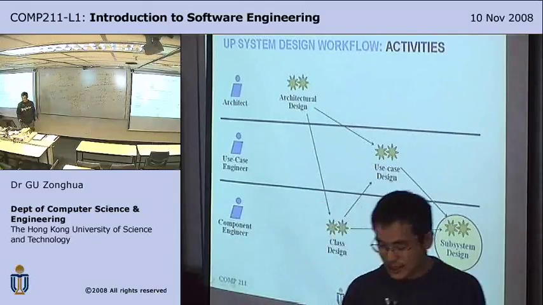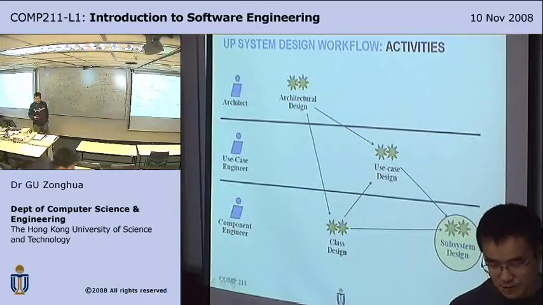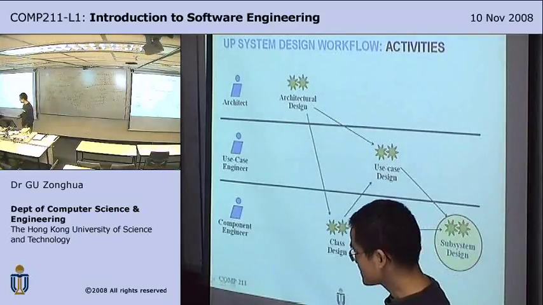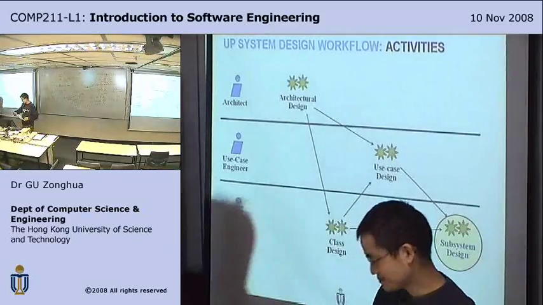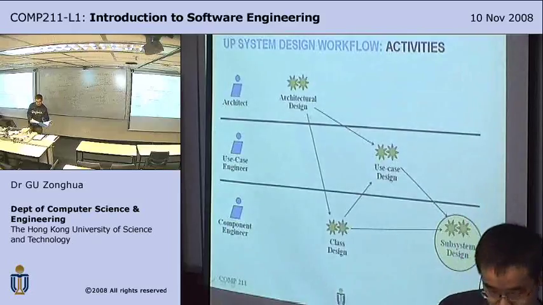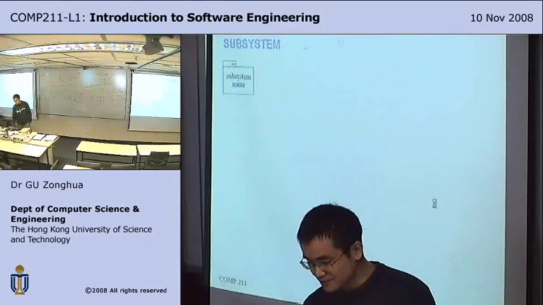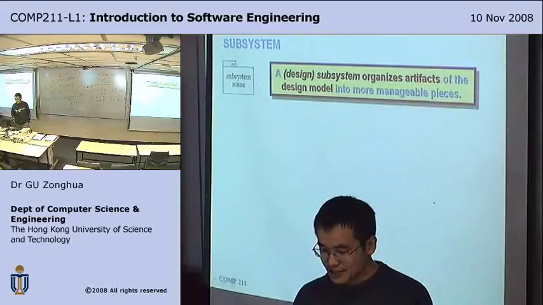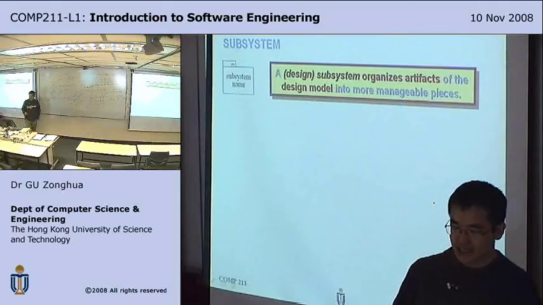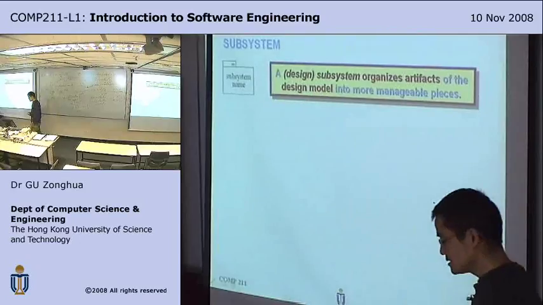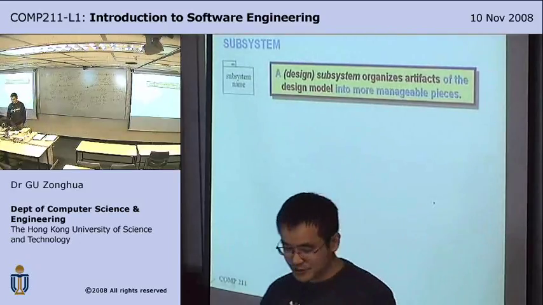So now we have discussed class design. Now we discuss subsystem design. A subsystem organizes artifacts of the design model into more manageable pieces. A subsystem can contain design classes or other subsystems.